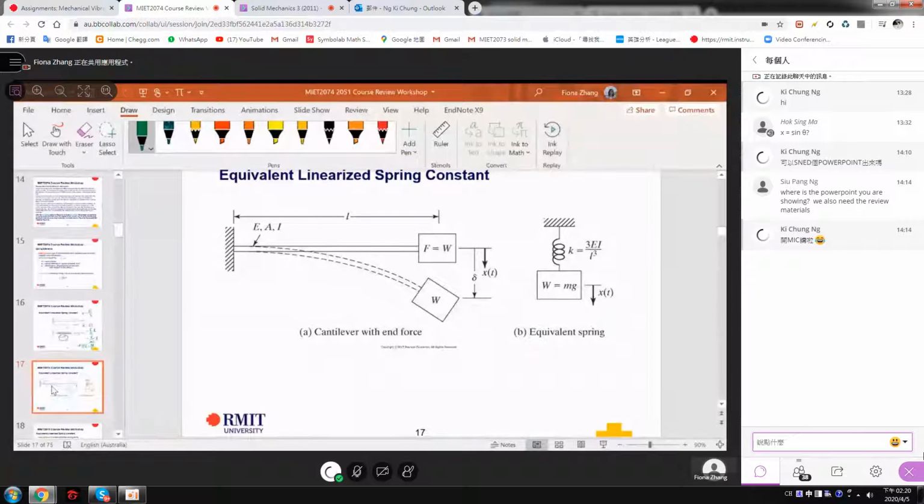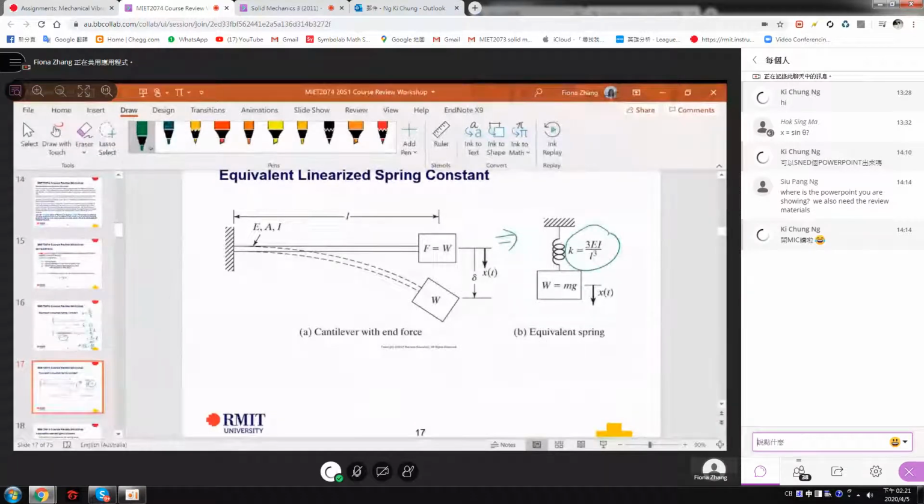Right, so take a look at another example: a cantilever beam. For the cantilever beam with a mass at the end, how much is the K? So we want to find out K. The equivalent spring from this cantilever beam is like a mass-spring system like this one. So here K equals 3EI over L cubed.